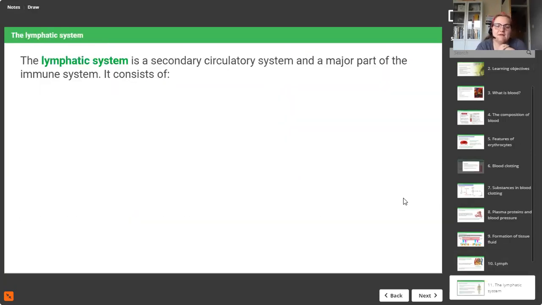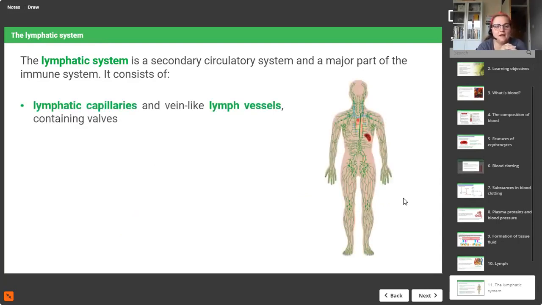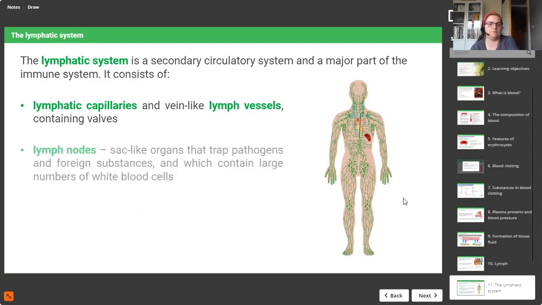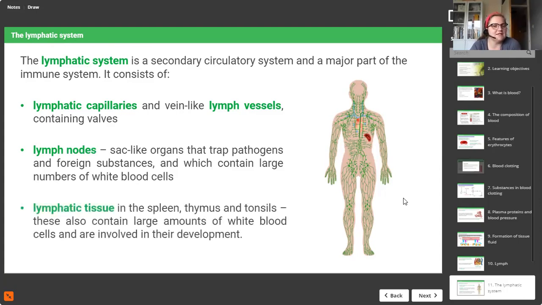The lymphatic system is a second circulatory system, and it is a major part of the immune system because it contains the lymphatic capillaries and vein-like lymph vessels, and these contain valves. Lymph nodes are sac-like organs, and these trap pathogens and foreign substances, and they contain large numbers of white blood cells. And lymphatic tissue is in the spleen, the thymus, and the tonsils, and these also contain large amounts of white blood cells and are involved in their development.